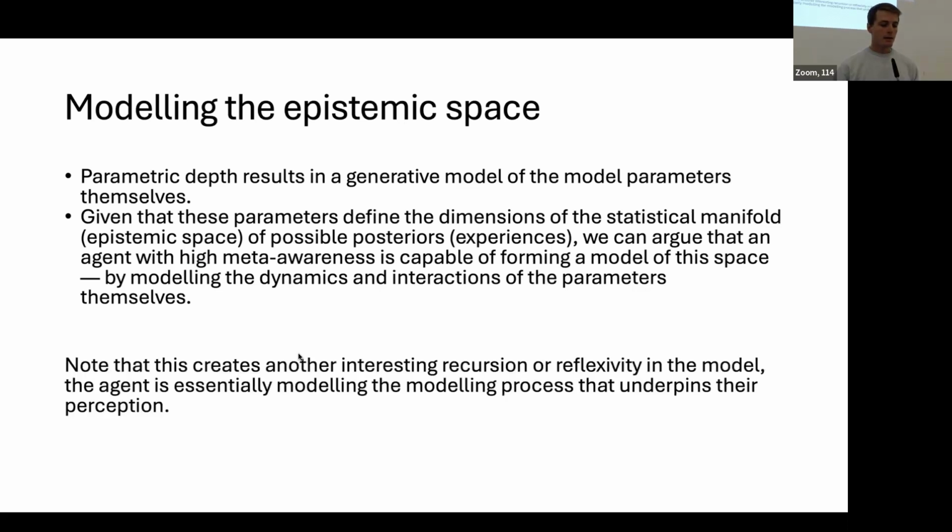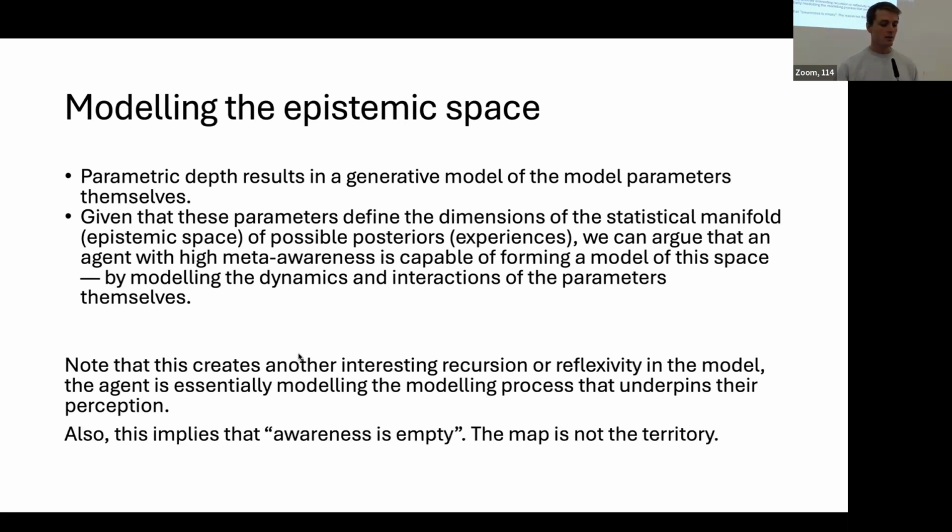The interesting thing here is it introduces another interesting recursion into the model, where you're modeling the dynamics of your own modeling process, as well as modeling the space itself. So it really lines up with something Edmundo was sharing. And it also implies this idea that awareness is empty, because the model of this space is not the space itself. It is still just a generative model. And so here, right in the mathematics, we can see that even pure awareness itself, if that's how we're describing it, is constructed, is empty.